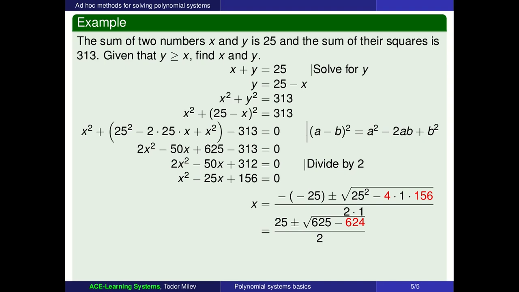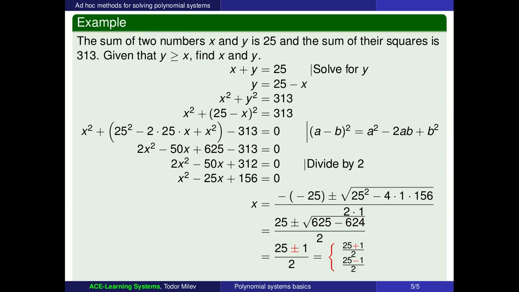Okay, so we get 25 plus or minus radical of 625 minus 624 over 2, and 625 minus 624 simplifies to 1. That was an easy one, and in fact we are having a radical of 1, but radical of 1 is of course equal to 1. So we get 25 plus or minus 1 over 2. So we get either 25 plus 1 over 2 or 25 minus 1 over 2.